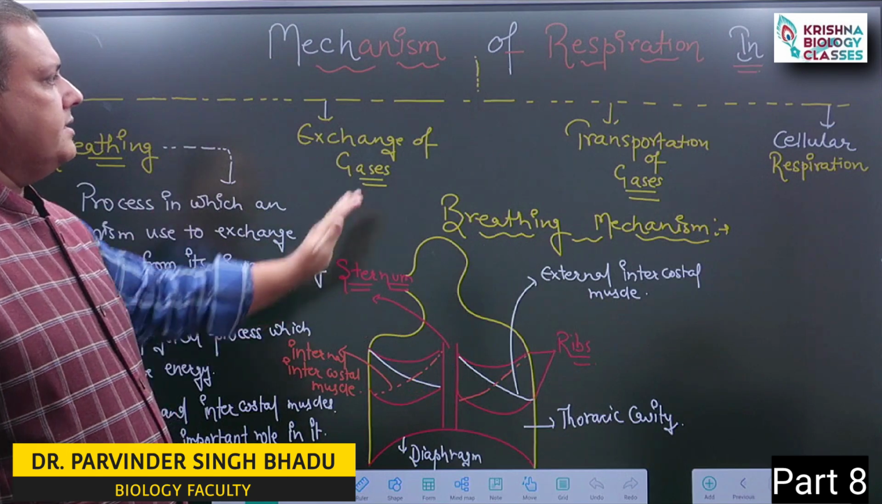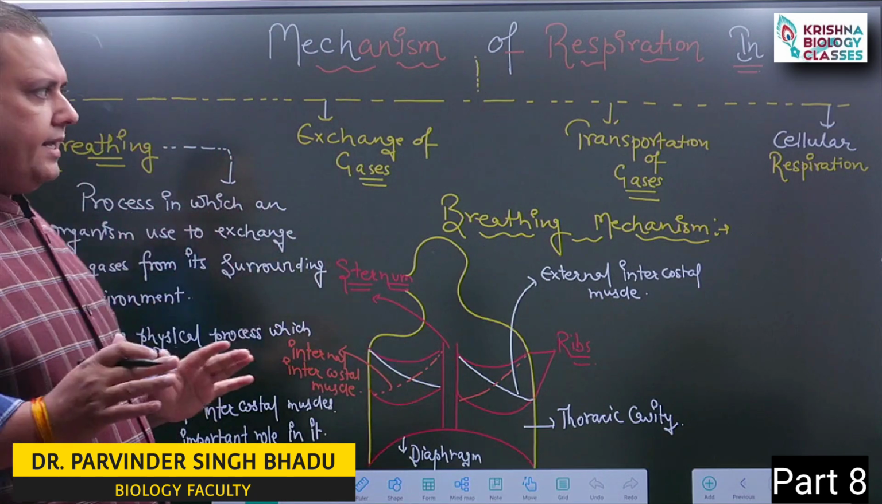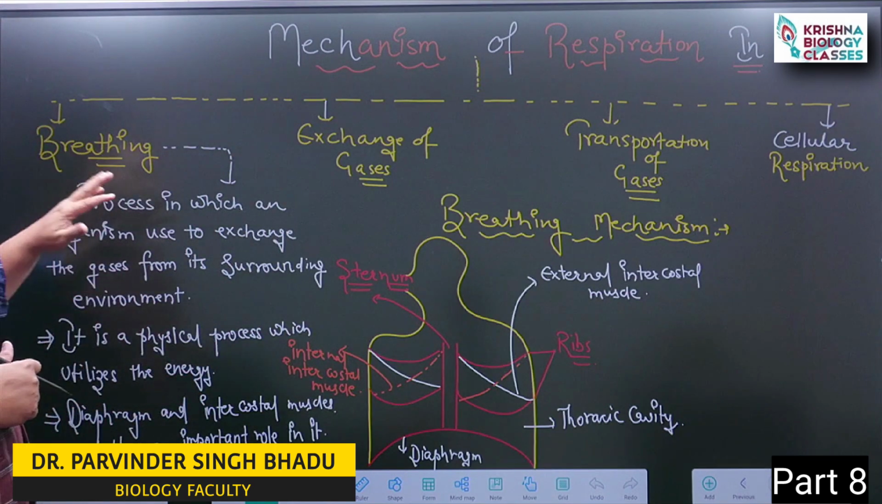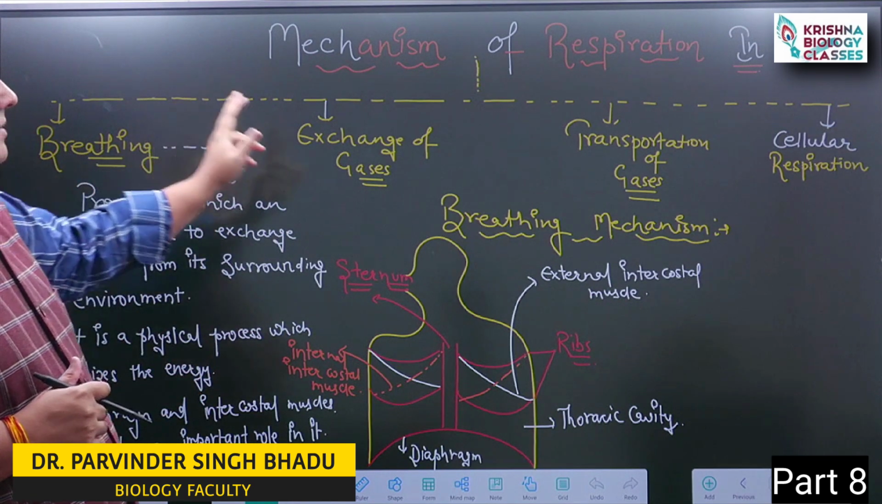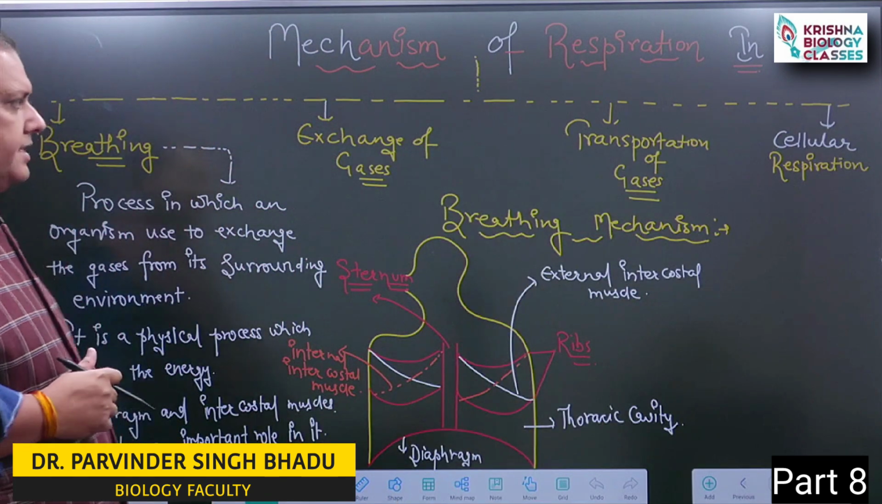Now in today's lecture we will discuss about the mechanism of respiration in human. The entire mechanism is divided into 4 steps. They are breathing, exchange of gases, transportation of gases and cellular respiration.